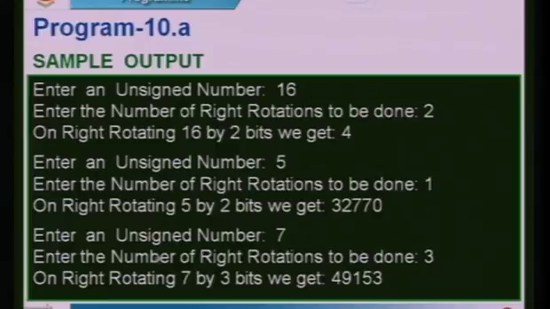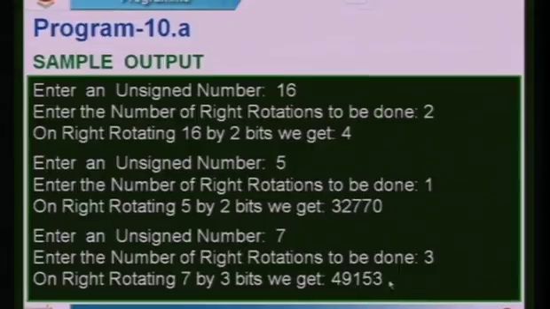Similarly, if I take an unsigned integer 7 there, when I perform the right rotation by 3 bits, I will be getting the value 49,153. This is the way exactly how this program works.